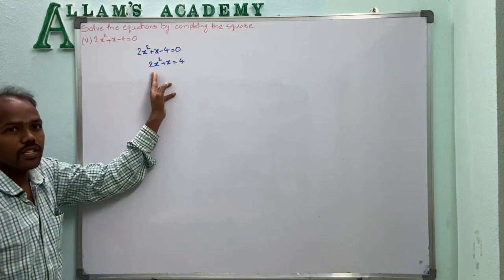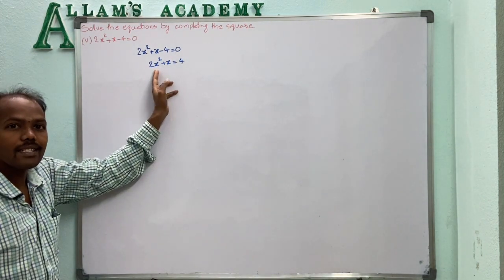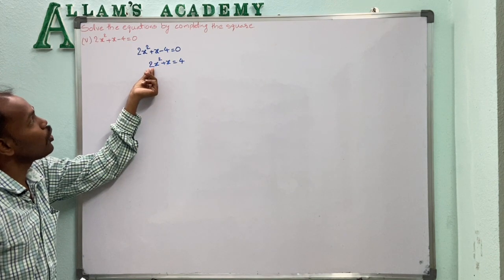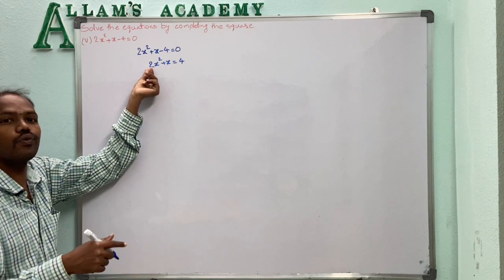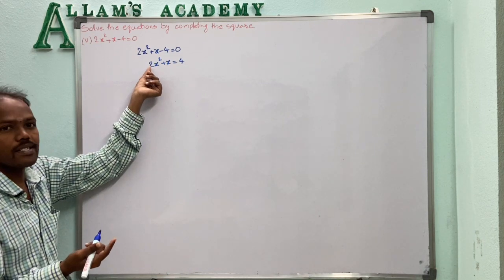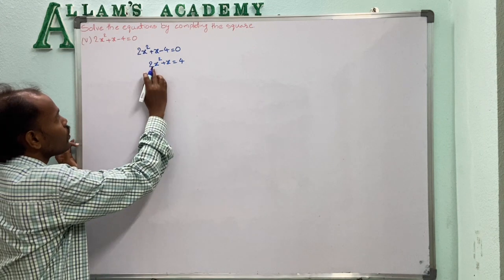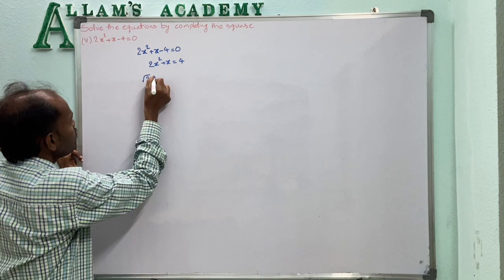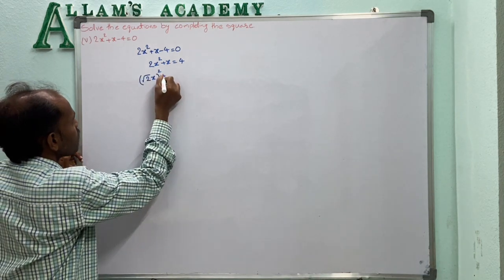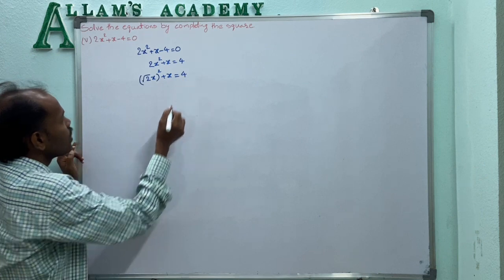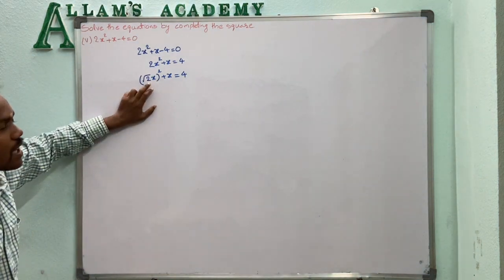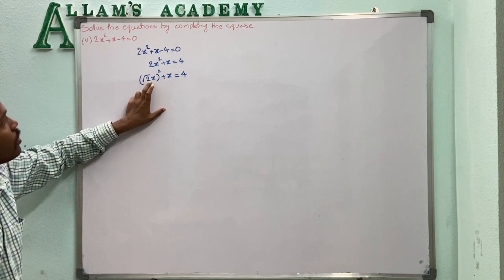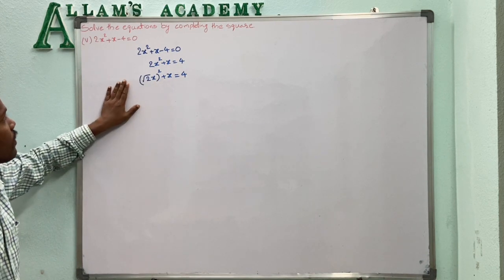So now, first that 2x square term will be written as a square. So a square means here a equal to 2 can be written as root 2 whole square. Then root 2 whole square is nothing but 2. So root 2 whole square into x square, that means a square term. So root 2x whole square plus x equal to 4. Now here it becomes a square term. Root 2x whole square means root square cancels to x square. So that is the given one we written.